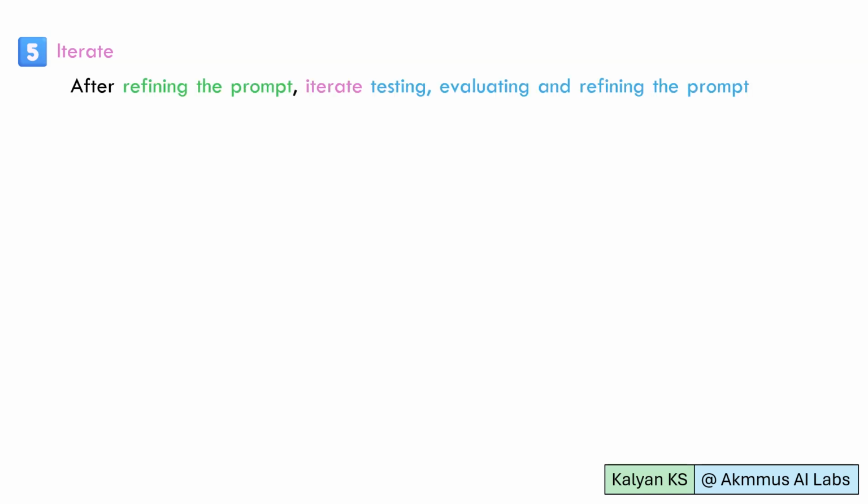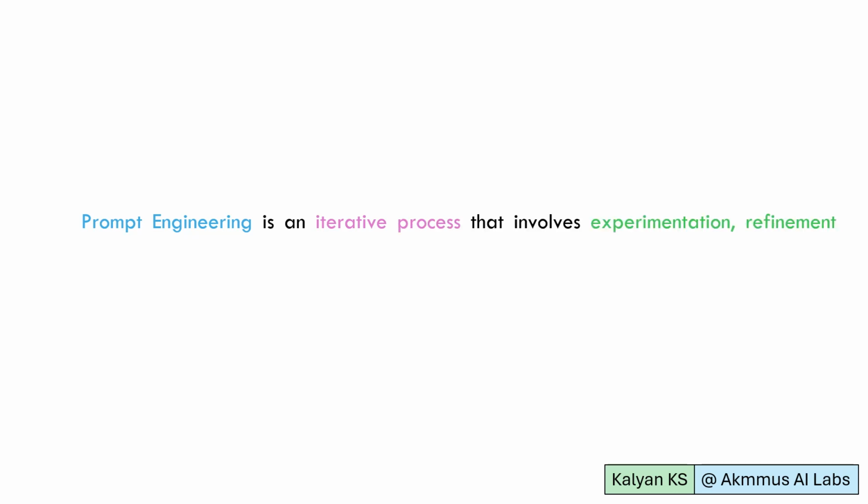The fifth step in prompt engineering is iterate. After refining the prompt, iterate testing, evaluating, and refining the prompt until you get the desired output. To summarize, prompt engineering is an iterative process that involves experimentation, refinement, and evaluation to achieve the desired outputs.